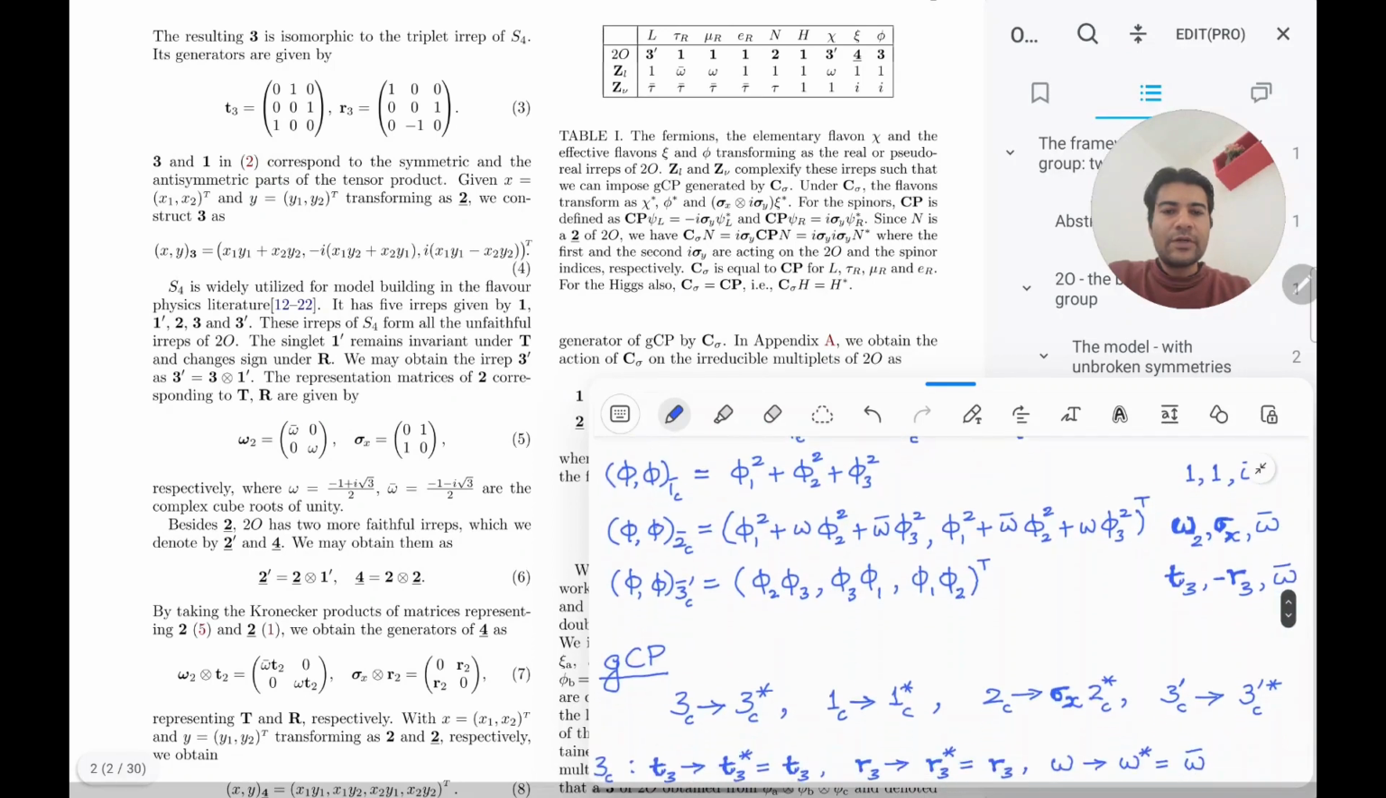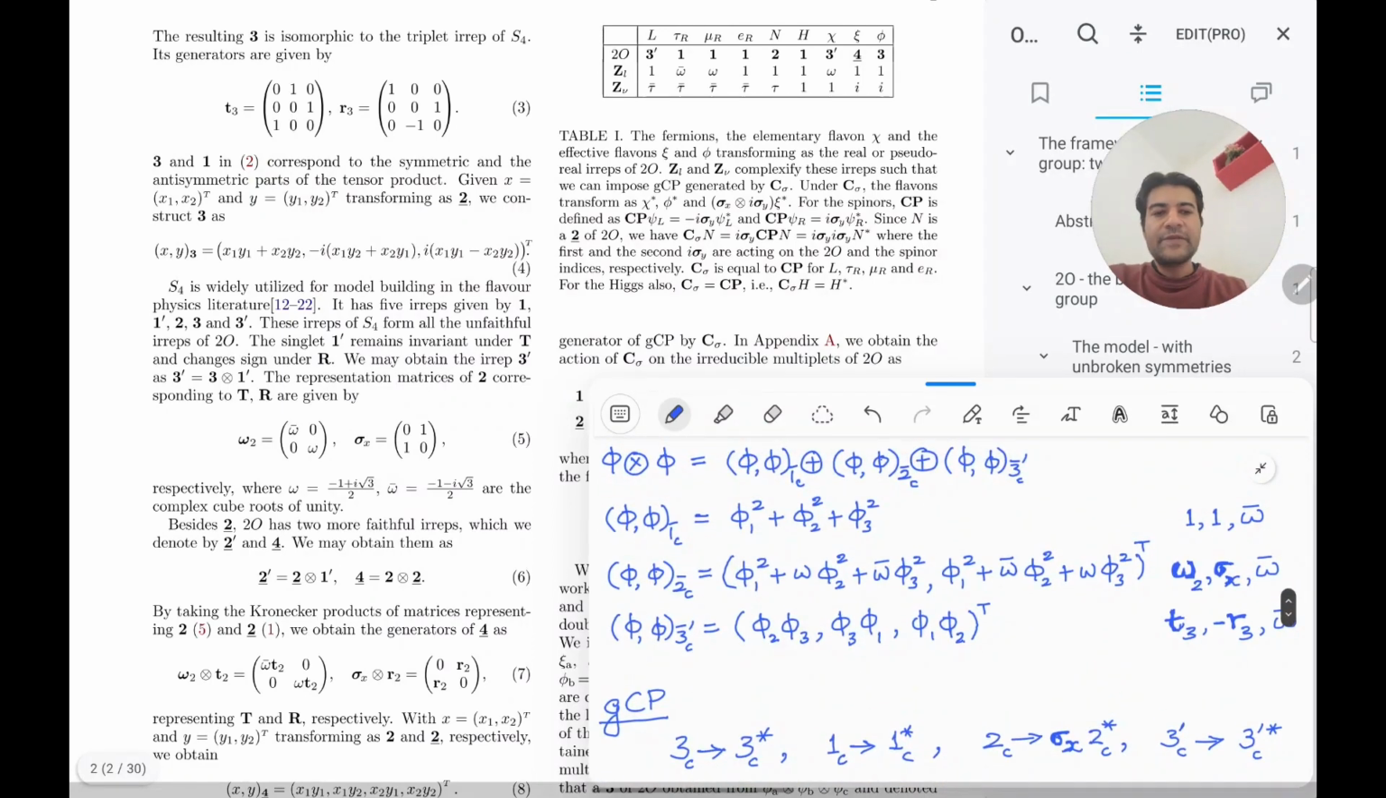Now let me talk about generalized CP. Just as in the previous example, we define generalized CP. So the triplet, singlet, and 3 prime simply get complex conjugated, while the doublet gets conjugated and multiplied with the matrix sigma x. And if you look carefully, you can see that this definition of generalized CP is consistent with how the original triplet phi and the objects obtained from them transform.